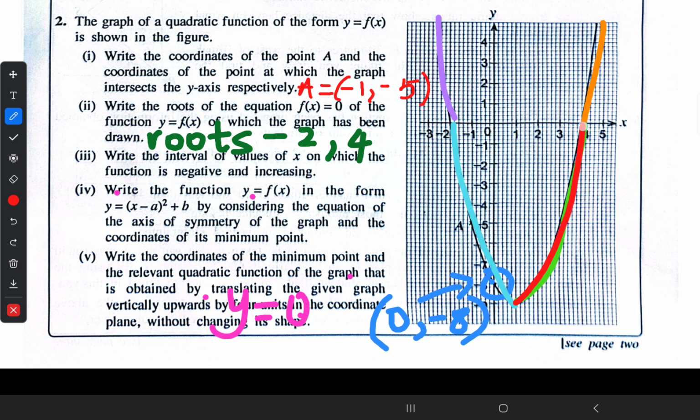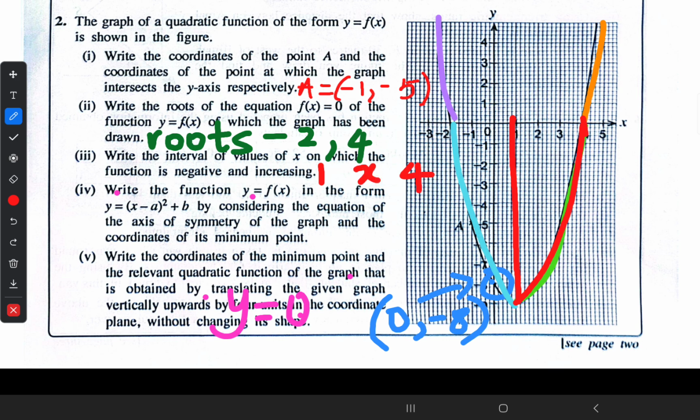This is the region you should concern. The function is negative and increasing, so its corresponding x values are in between 0 to 4. Okay, first in between 1 to 4. Write 1, here 4, in between.